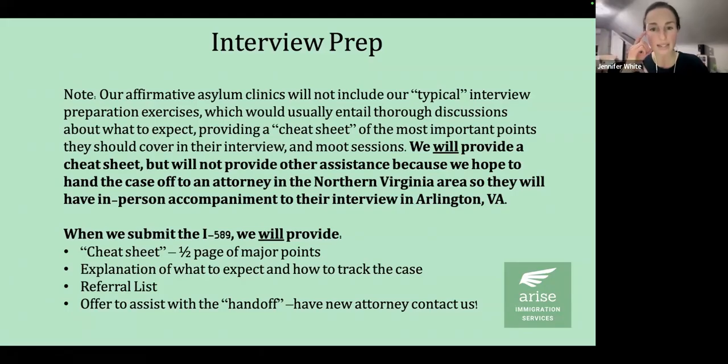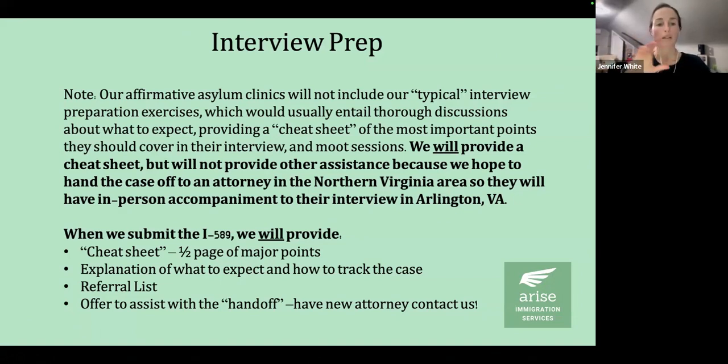One of the reasons for that is that we want the new lawyer to have the chance to prepare them, because some of this stuff is strategic. So we'll give them a half-page cheat sheet of the facts, but we're not going to give them feedback about the interview, because we want the new lawyer to be positioned to do that. Even though it's pretty unlikely we would give contradictory feedback, it might be a difference in emphasis. I might emphasize one thing, whereas the next lawyer might emphasize something different. And the last thing we want to do is give competing feedback to the client.